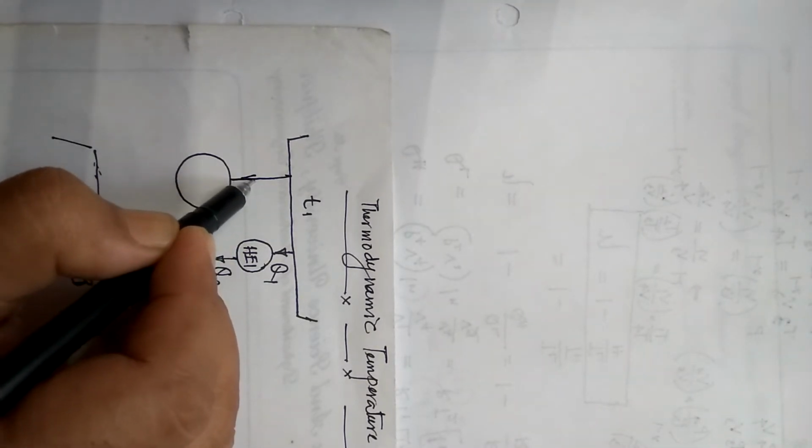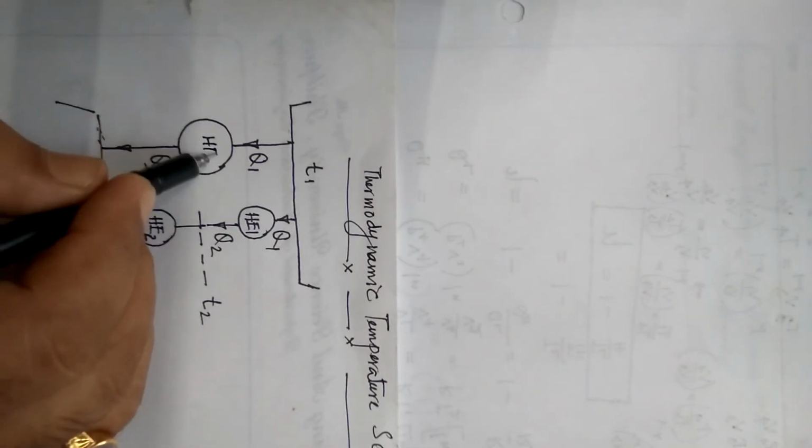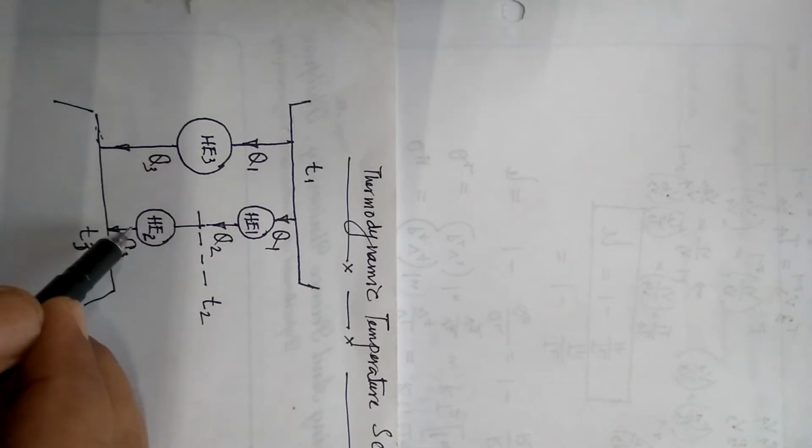Now had these two heat engines been clubbed together, and if I imagine another heat engine which is a combination of these two, then this heat engine is drawing some Q1 amount of heat from this high temperature source and delivering Q3 amount of heat at temperature T3. Is that clear? Now let us say the efficiency of this heat engine is eta 1, this is eta 2, this is eta 3.